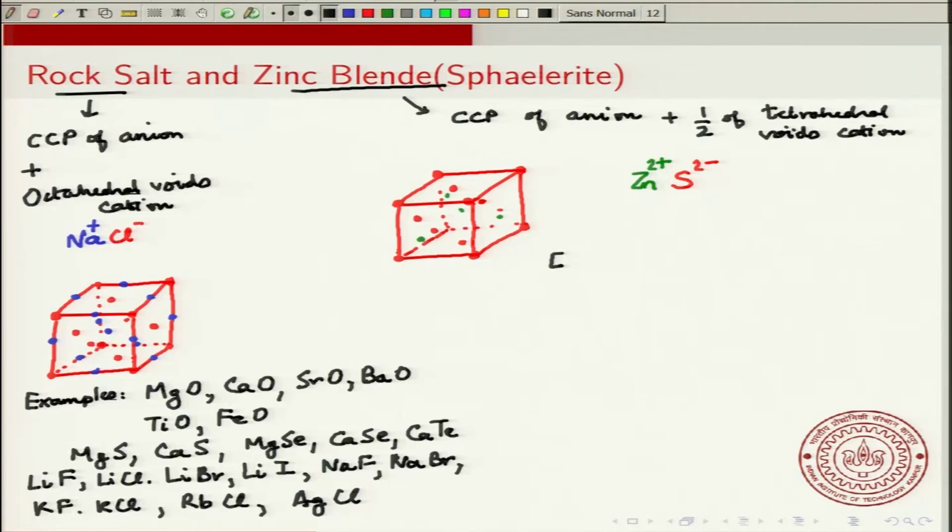So, examples. Of course, you have zinc blende, so you have ZnS, but you also have zinc cadmium compounds. You have cadmium selenide, cadmium telluride. Selenium is in the same group as sulfur, along with tellurium, and cadmium is in the same group as zinc. You have mercury compounds, sulfides, selenides, tellurides of mercury.